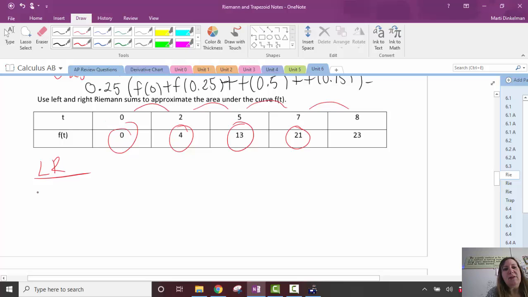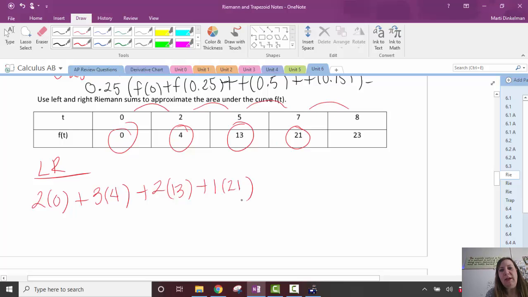Okay, so for this first rectangle, it's going to be a 2 by 0 because I'm picking the left, right? And then for the second one, it's going to be a 3 by 4. For the third one, the distance between the x's is a 2, and again, I picked the left, 13. And then the last one is a 1 by 21. So let's see, that's 0, 12, 26, 21, and so 59. Double check me.